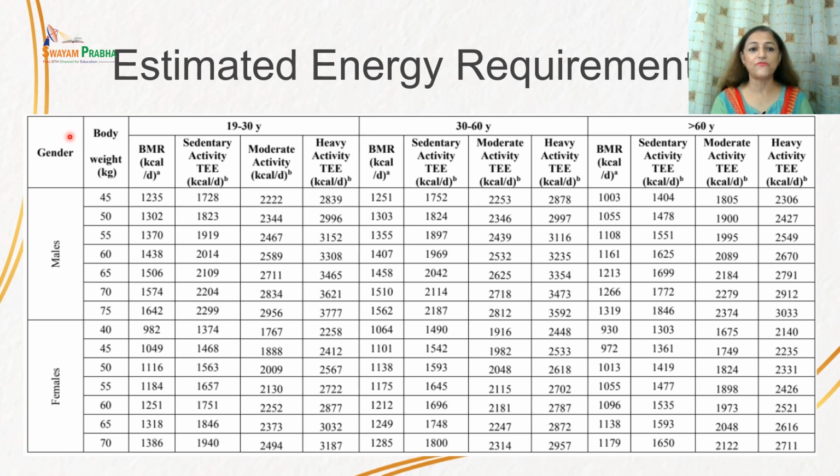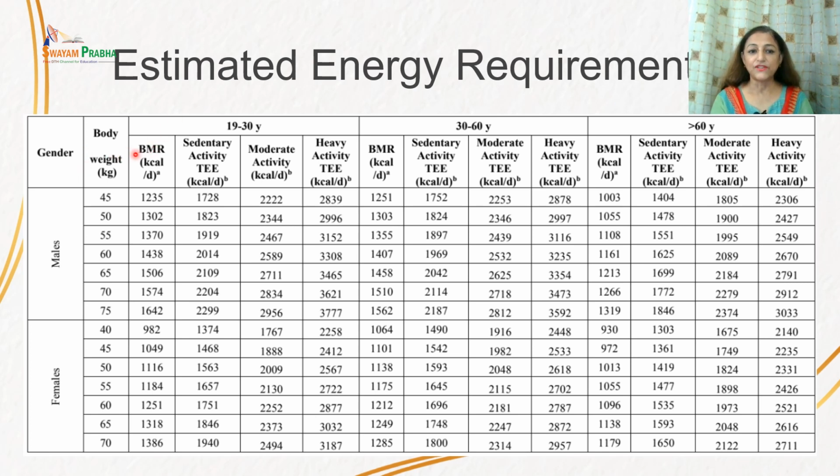As we know, the reference body weight of a man is 65 kgs and of a woman is 55 kgs, and after that these are the age segments, that is 19 to 30 years, then 30 to 60 years, and after 60 years, that is elderly. As we can see, the first column in each segment is based on the basal metabolic rate given against the body weight and in the age segment.